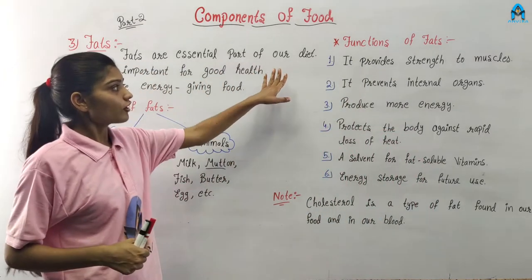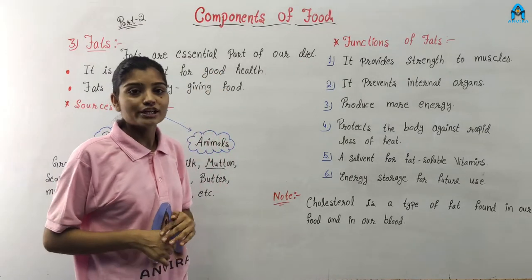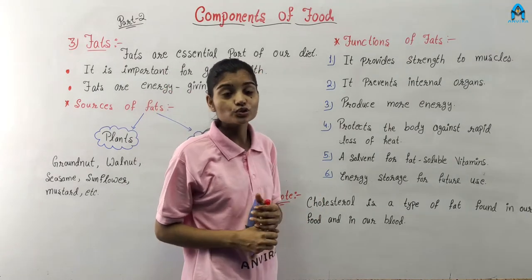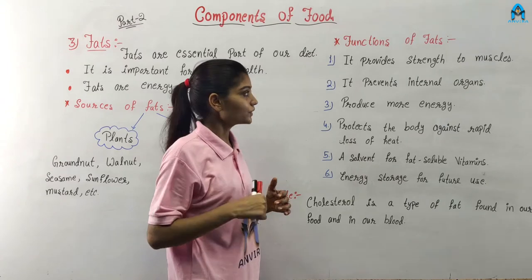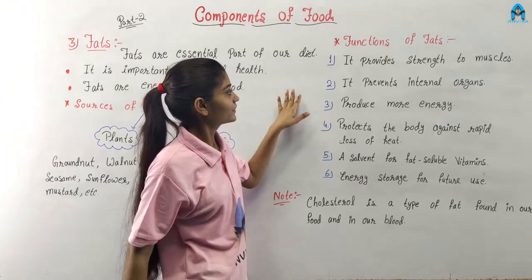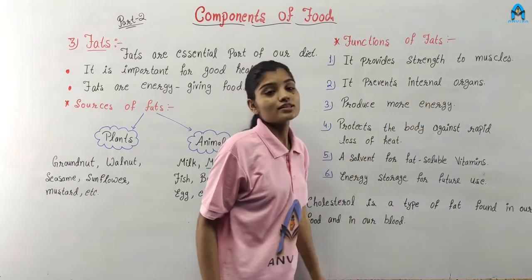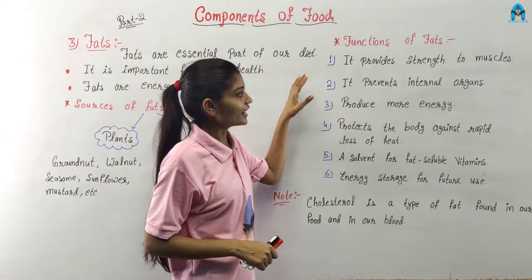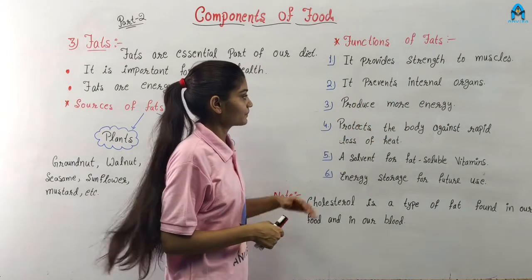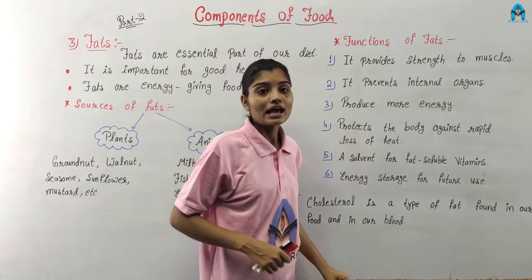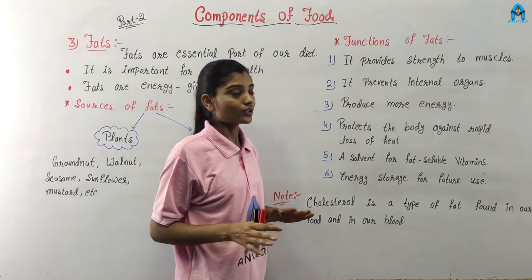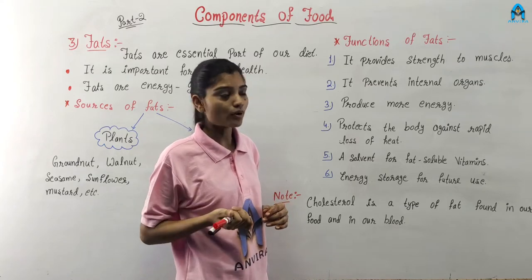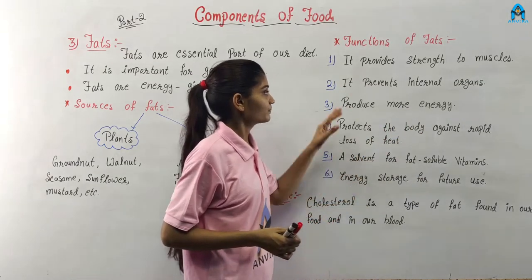Now, these are the major functions of fats. The first one is, it provides strength to muscles. Our body muscles obtain strength from fats. It protects internal organs. If our body gets an external shock for any reason, then fats protect our internal body organs. Third, produce more energy. As we discussed before, both carbohydrate and fats are energy giving food. But in comparison to carbohydrate, fat produces more energy.